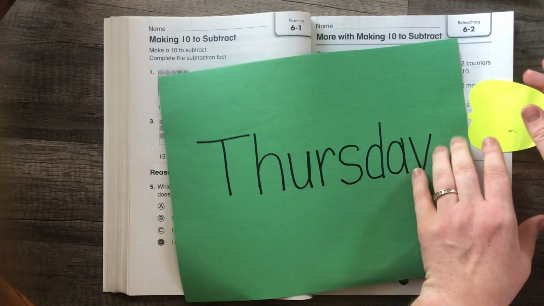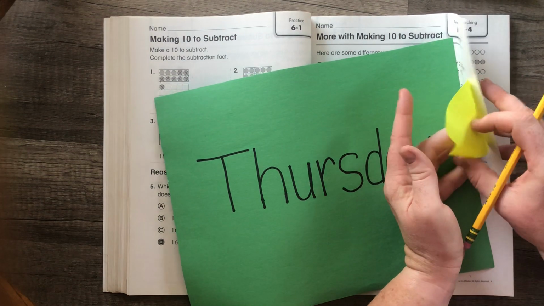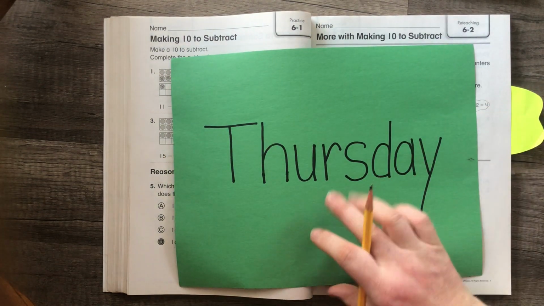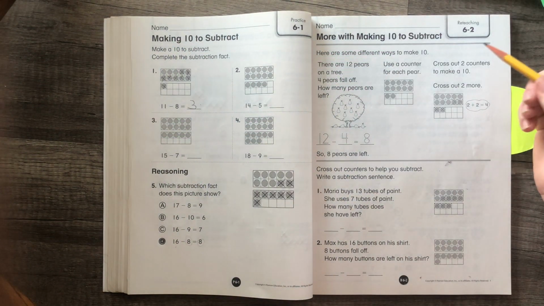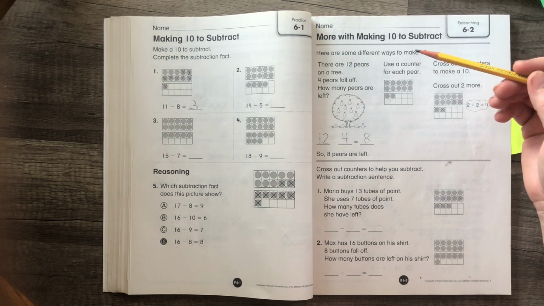Will be 6-2 and 6-3. All right, so 6-2 and 6-3. So there's different ways to make 10. All right, so let's see what we can come up with.